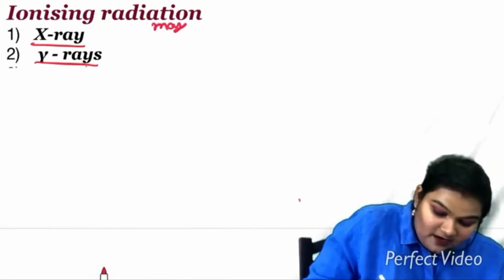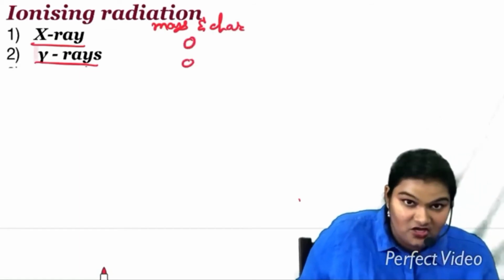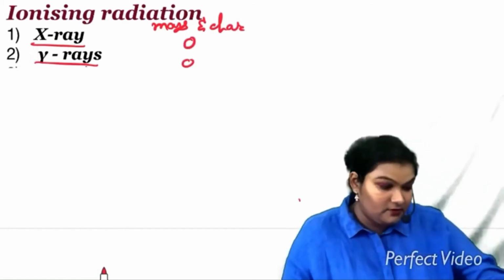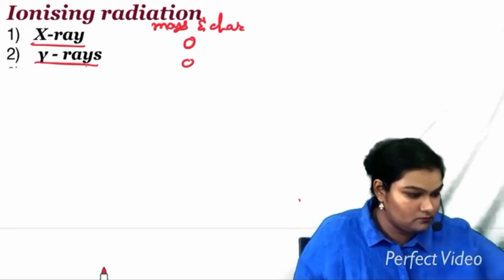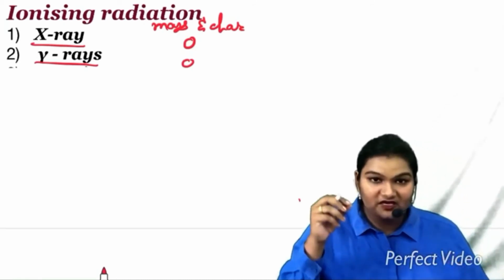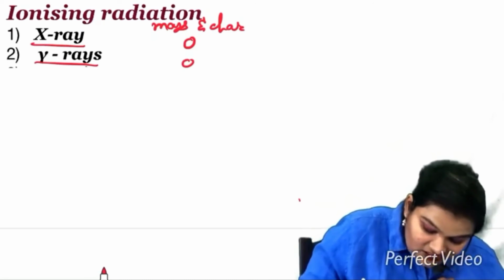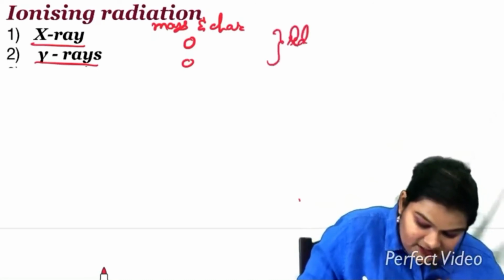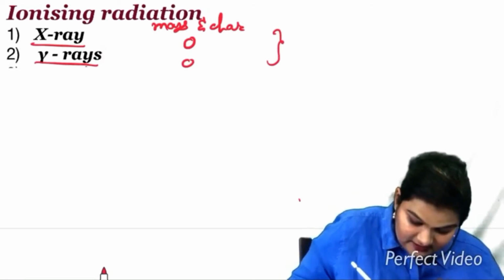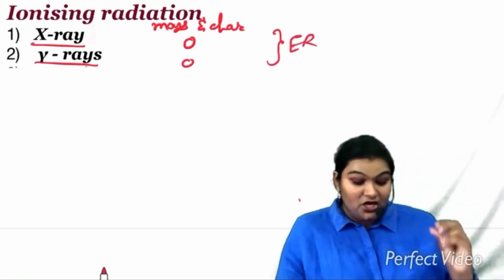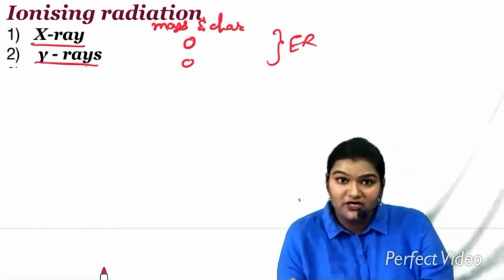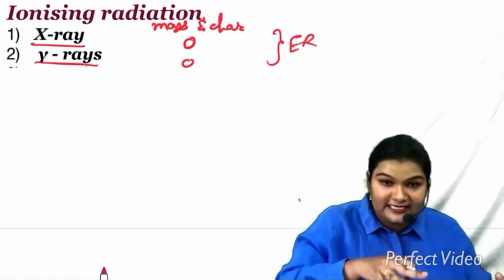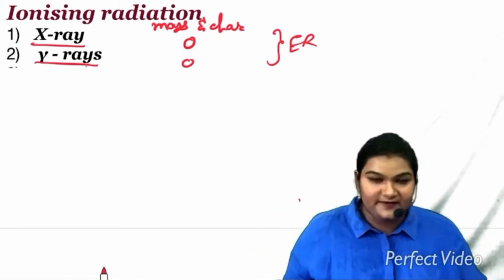So first of all, let us talk about the mass and the charge. Both do not have mass and do not have charge. Both are traveling photons, right? And they both are electromagnetic radiations. I will write ER for that, electromagnetic radiation. Now the most important, or instead we can say it is the only point of difference between the X-rays and the gamma rays. Otherwise everything is the same. No charge, no mass.